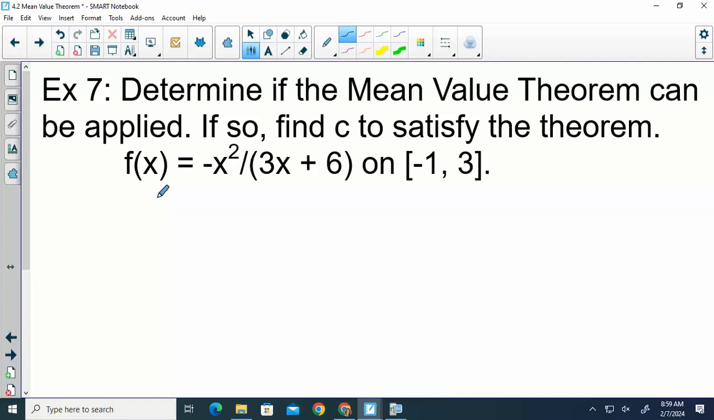But I want to do one last example and then give you guys some time to work on our problems from yesterday. So, mean value theorem problem. We have a function. Alright, so to use mean value theorem, it has to be continuous and differentiable. Where is this not continuous?